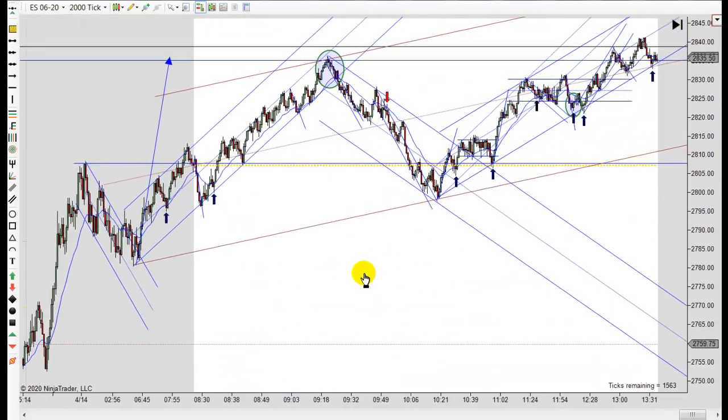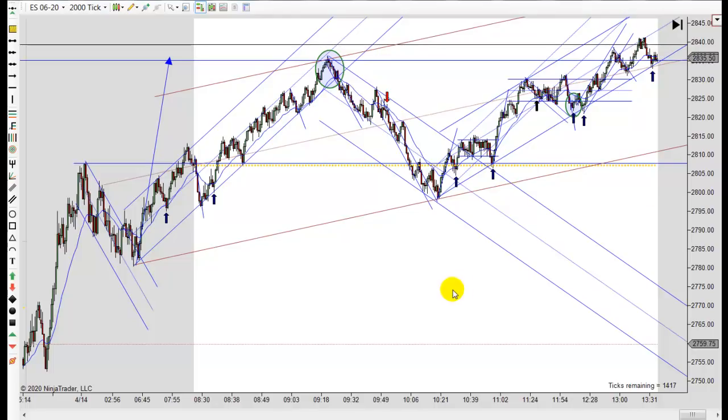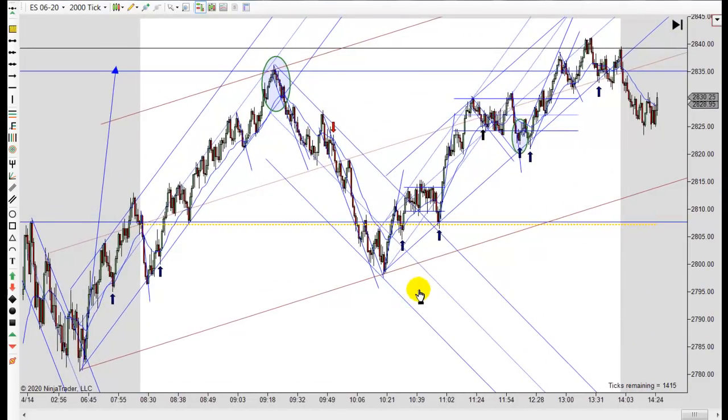If you start putting your lines on here, you'll understand exactly why they're there and what's causing them, if you start to learn how to put your lines on here and follow them.